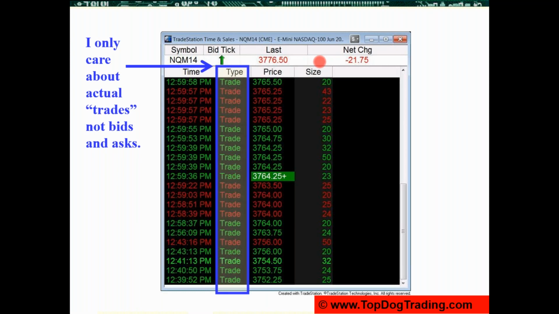Because remember, our purpose, the whole reason we're using this is to see where the big money traders are trading, what they are doing. So I'm filtering out all the small money traders, the people who don't have account sizes big enough to trade 20 contracts. You got to have a pretty good size account to trade 20 contracts, right? So that's the reasoning.